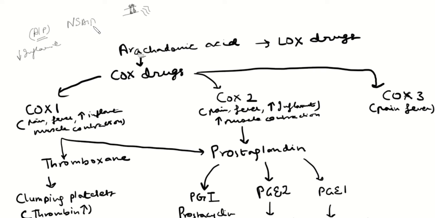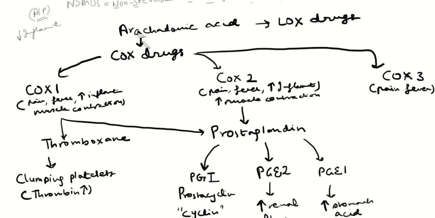So what is NSAIDs? NSAIDs is non-steroidal anti-inflammatory drugs. N is non, S is steroidal, A is anti, I is inflammatory, and then D and S for drugs. So they're not glucocorticoids, they're not corticosteroids, but yet they decrease the inflammation. So they're called NSAIDs. That's essentially what we are going to talk about.